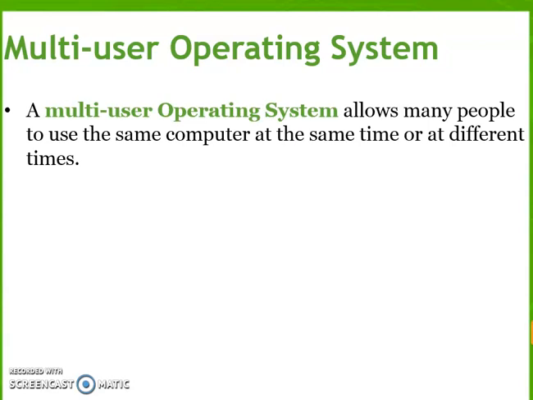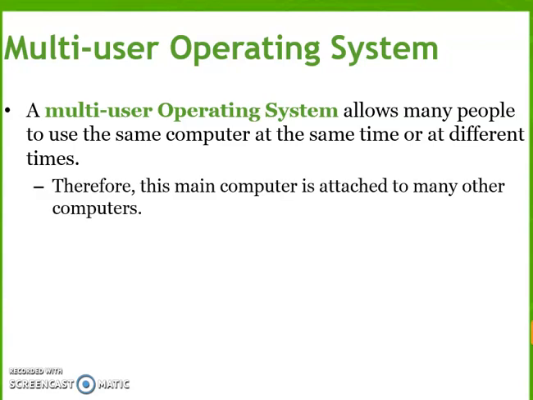Then it's time to talk about multi-user. Multi means more than one. So it allows more than one person to work on the computer at the same time, meaning two, three, four people work on the same operating system, on the same computer, at different times. So there will be one main computer which is attached to the other computers.